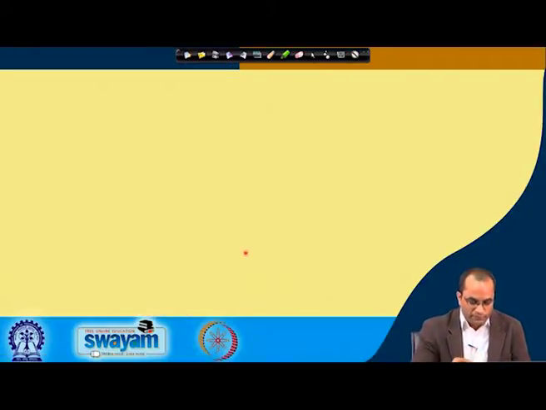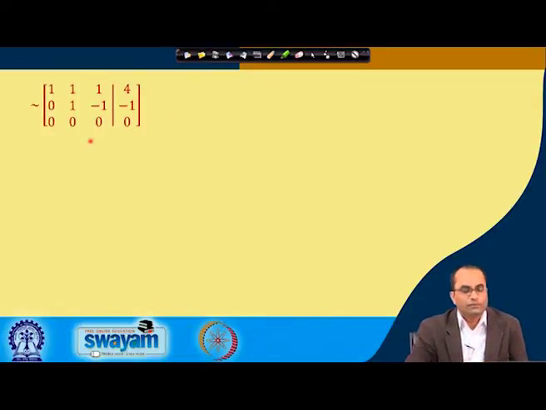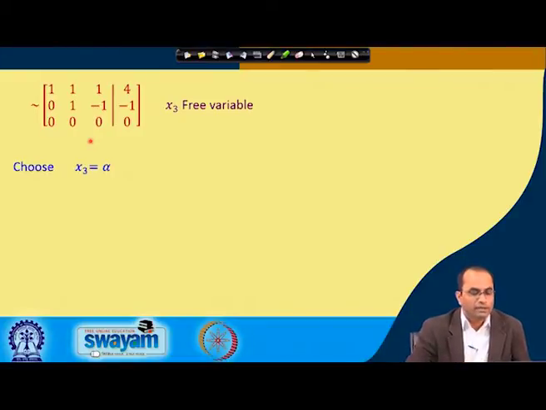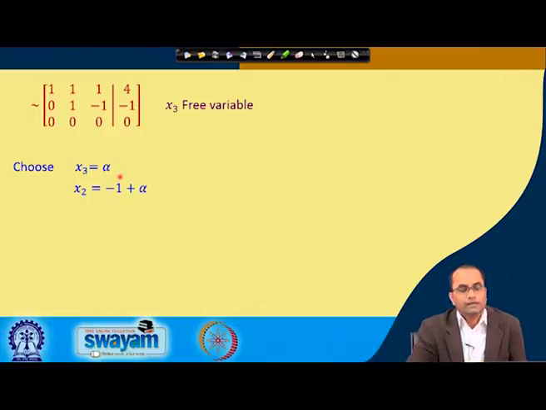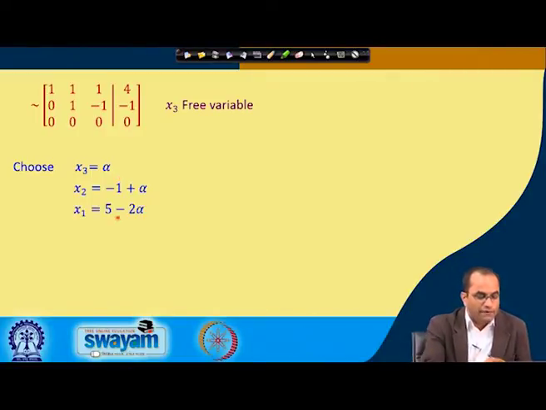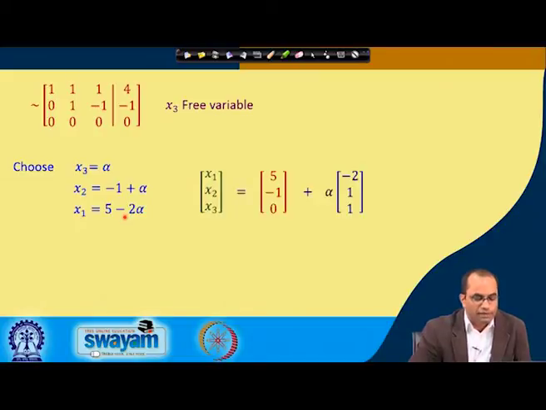So, now we have our system reduced in this form, where x3 is marked as a free variable, and we can choose x3 as some alpha, a real number. Once we have x3, from equation number 2 we get x2, because these are the dependent variables now. So x2 will be minus 1 plus alpha, and from equation number 1 we get x1 as 5 minus 2 alpha.